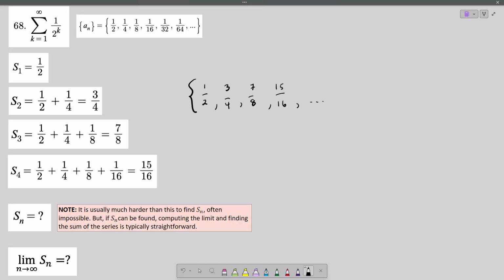Okay, so there's our sequence of partial sums. Now, we need to figure out S sub n in general so that we can take its limit. Let's see if we can come up with a pattern. Well, notice the index value and notice the denominator. Let's focus on the denominators first. How are we getting to the denominator from our index value?